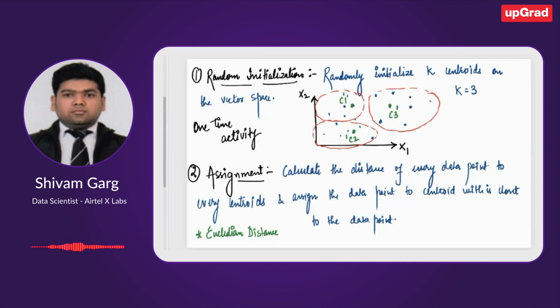So the very first step in the algorithm is random initialization. Like I mentioned before, for k-means clustering, how many clusters you need is a prerequisite, correct? I have told you that you should know the number of clusters beforehand. That is one of the drawbacks of k-means clustering: unless you have the number of clusters, you can't train the k-means algorithm.